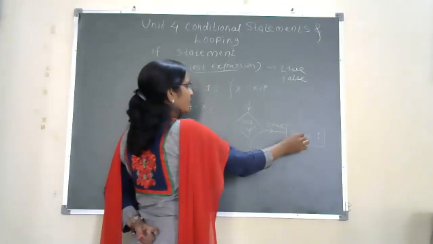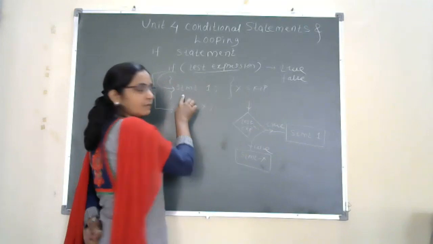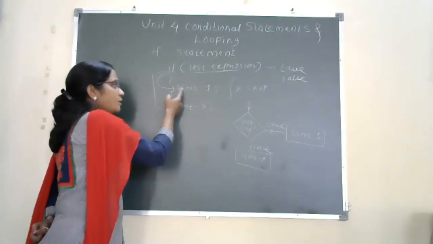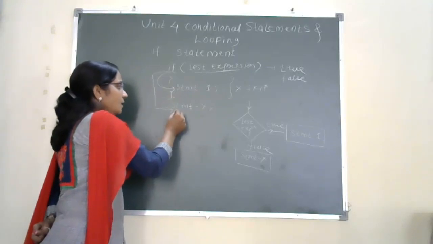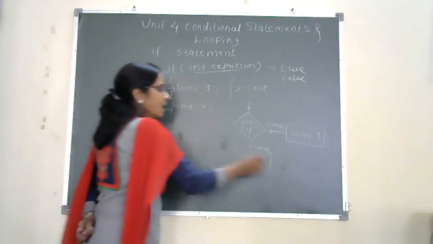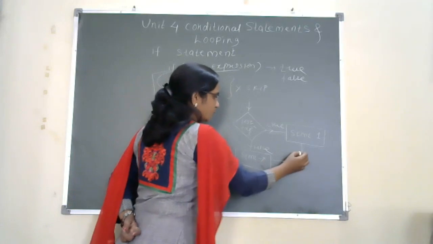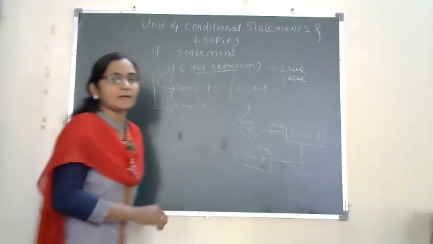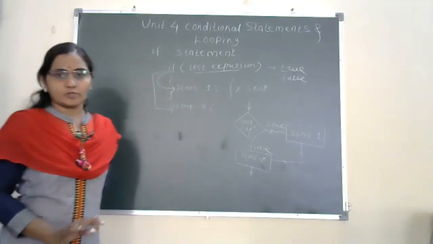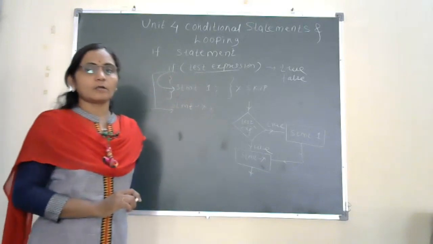And what about statement 1? In case of true, statement 1 will be evaluated, and after successful evaluation of the statement 1 block, the next statement just below this block is statement X. That's why you draw a line linking the two boxes, statement 1 to statement X, and after that we continue the remaining flowchart. So this is a simple flowchart for the if condition, or the if statement.